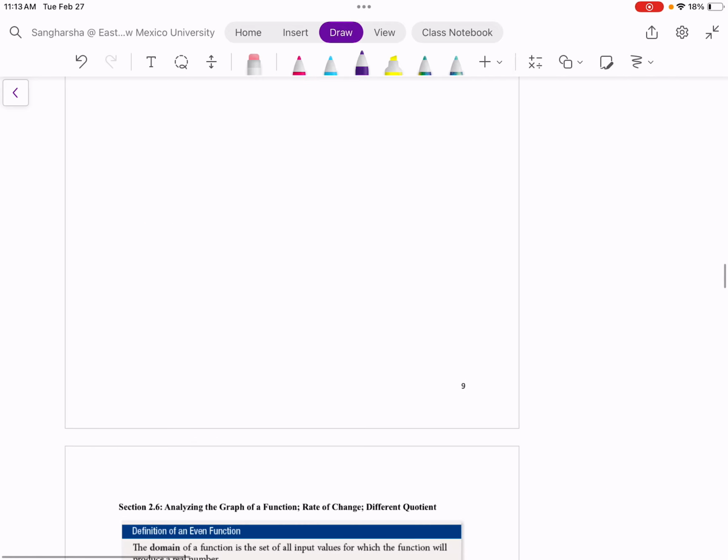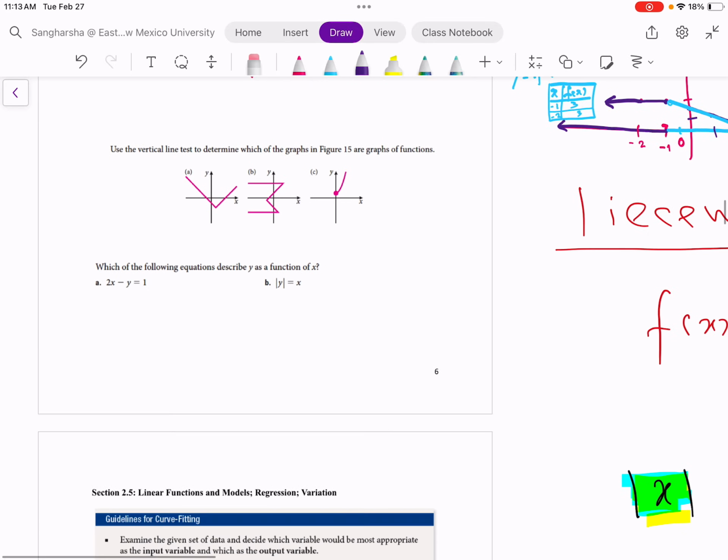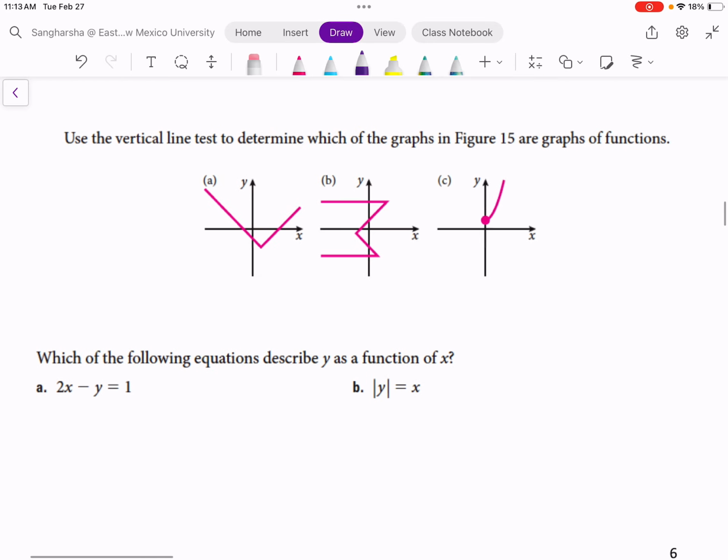Okay, now let's go ahead and continue our remaining portion from section 2.4. The next topic is the vertical line test. We use this test to check whether a given graph is a function or not. So you have a graph and you will be asked whether that graph is a function or not.